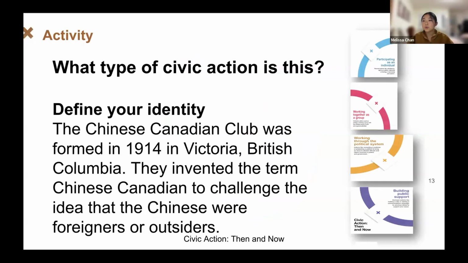Okay. So if you want to put it in the chat or just shout it out, what type of civic action do you think this is? Working together as a group. Okay. And why do you say that? The Chinese Canadian Club sounds like they got together to do something. Yeah, absolutely. That's definitely an indicator, right? It's not one person deciding to create this term, but a group of people coming together to form this club and finding means to affirm their identity. Any other ideas? Maybe building public support, because it's changing the terminology, as it says.